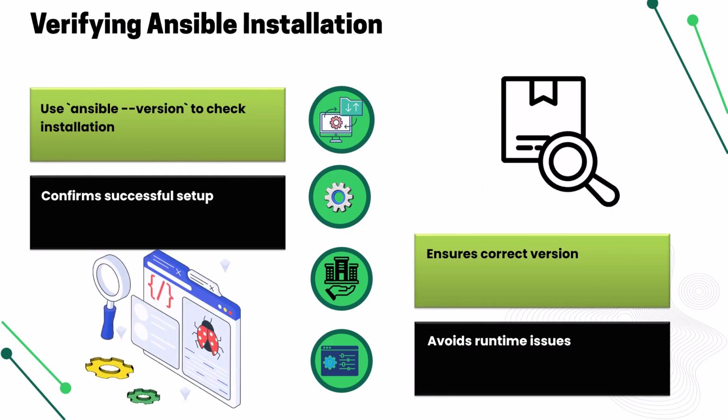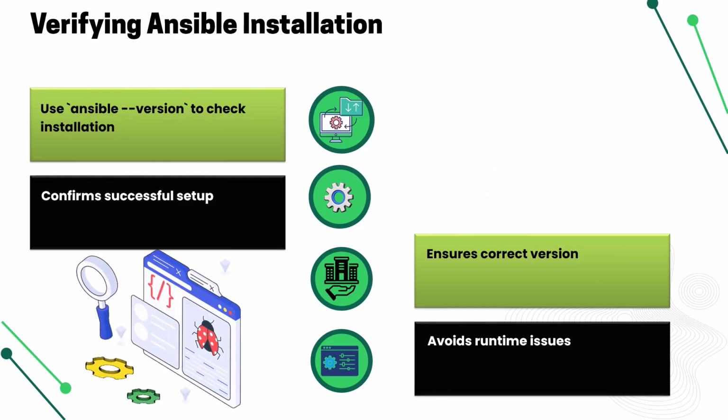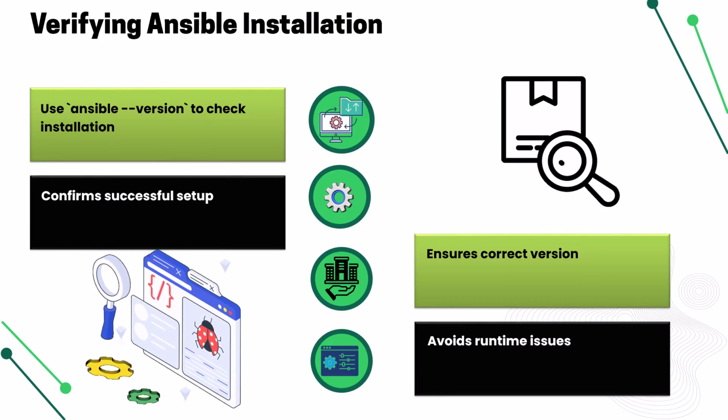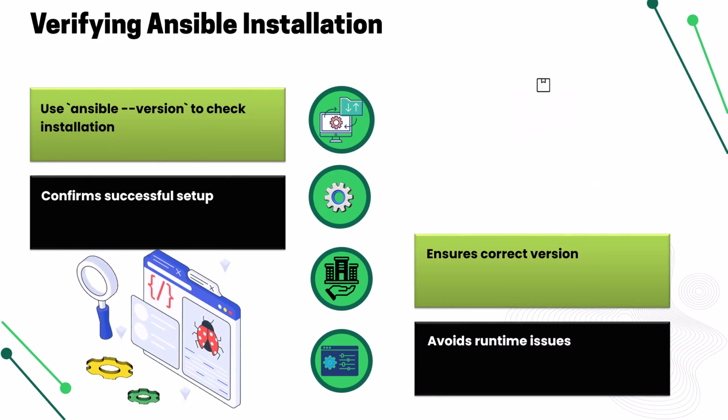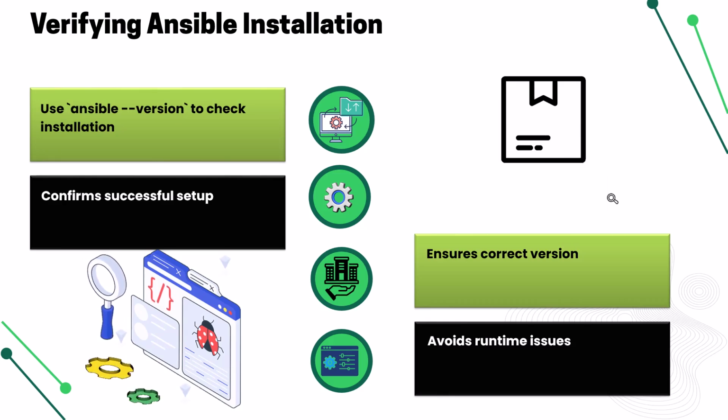Last step, folks, verification. Run ansible --version to confirm installation. If it shows the version, congrats, you did it. If not, well, let's troubleshoot. This check avoids future headaches, so take a second to verify. And with that, you're all set to automate with Ansible.